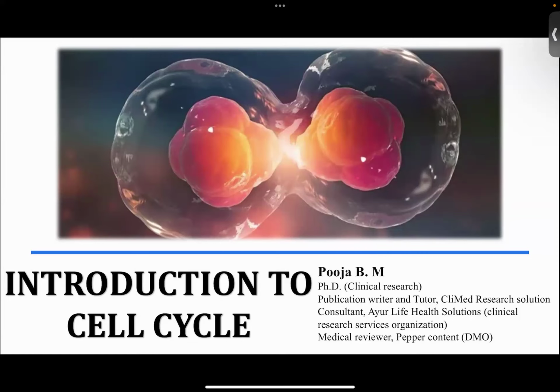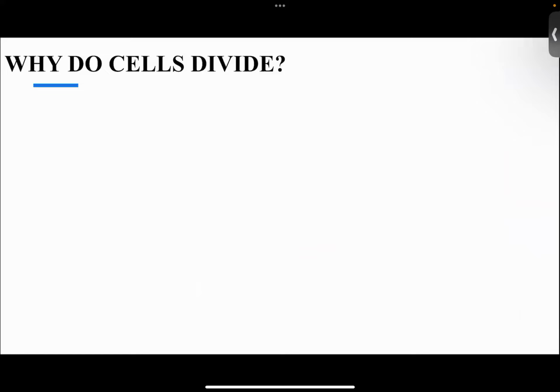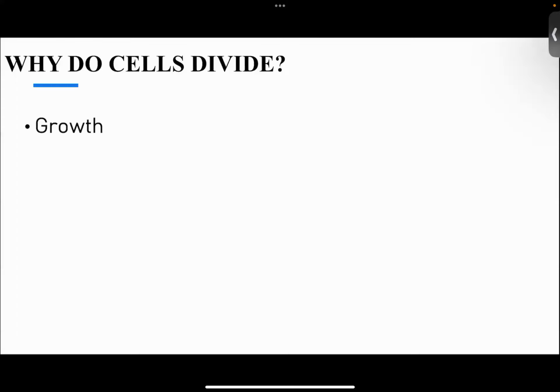So why do cells divide? A very simple question. Why does division happen? Basic growth, right? Yes, we are growing. So cells divide for growth, repair, and reproduction. These are the major reasons why cell division happens.